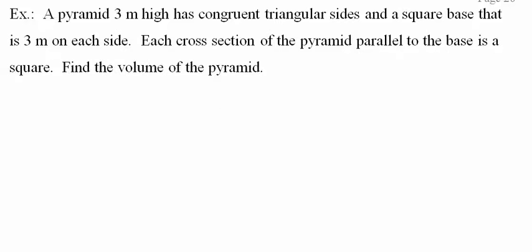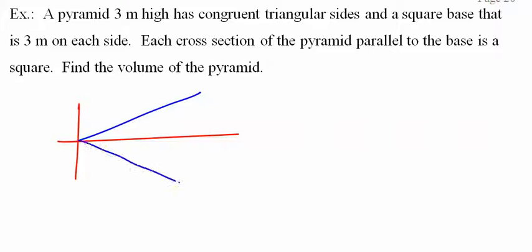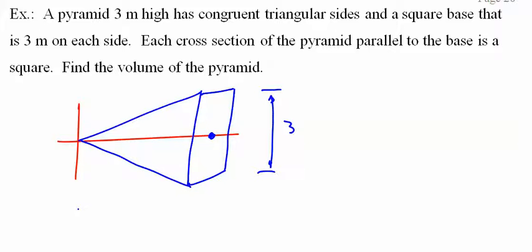So here's a pyramid 3 meters high. We're going to draw it so that it's coming right out on the x-axis, and it's going right through the center of the base. I should draw it dotted up into that point, but it doesn't really matter. And it is a base that is 3 on a side, and its height is also 3. So how do we do this?